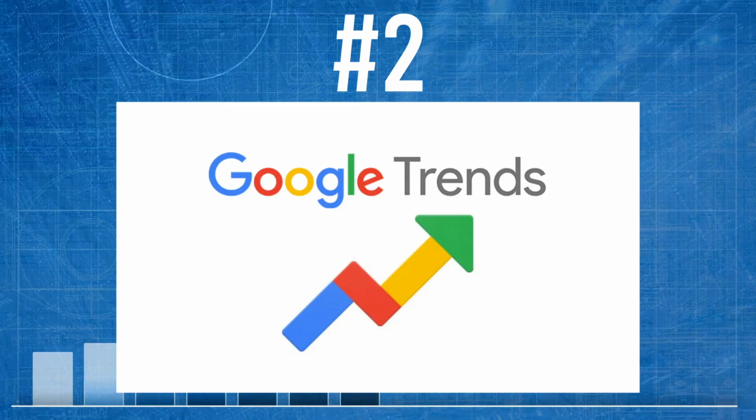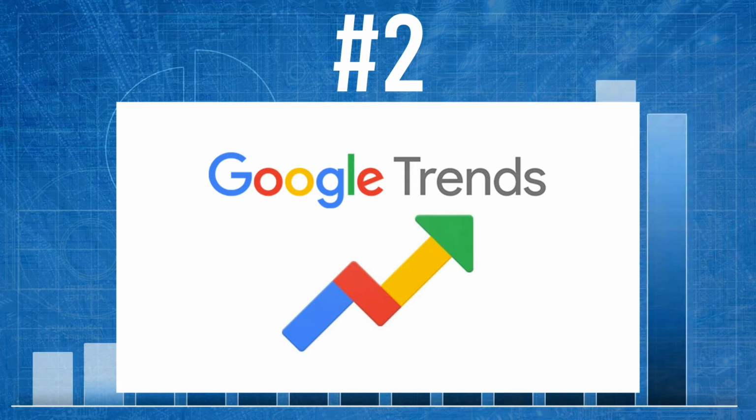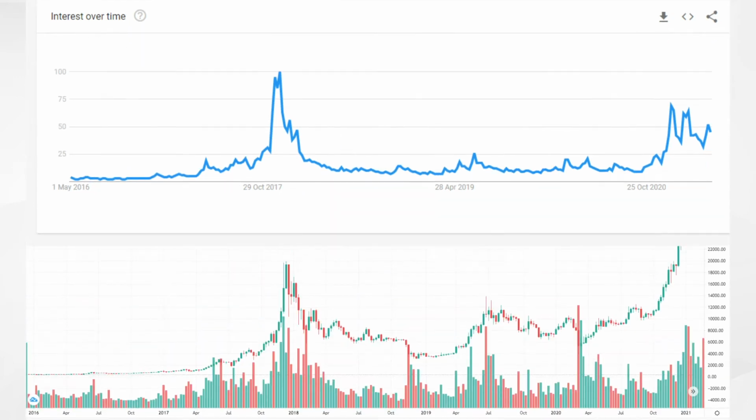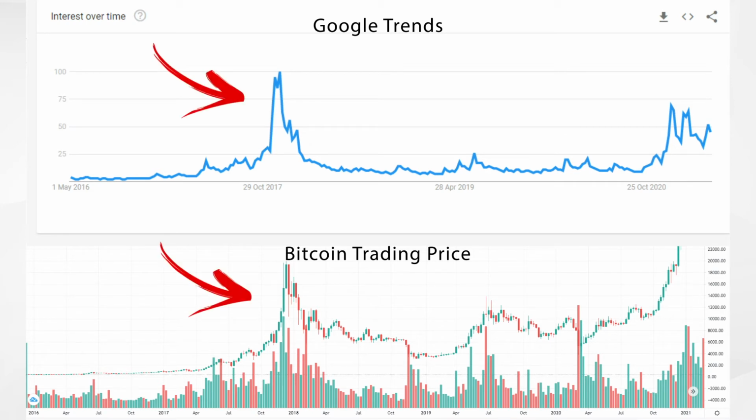The second chart is Google Trends. This is a free chart provided by Google. It shows search interest for a particular word. As you can see from the chart above, late October 2017, the interest was at 100%. I've left the Bitcoin price chart below, and at the same period, Bitcoin was slowly reaching its all-time highs. This is a great tool to see if people are interested in Bitcoin.